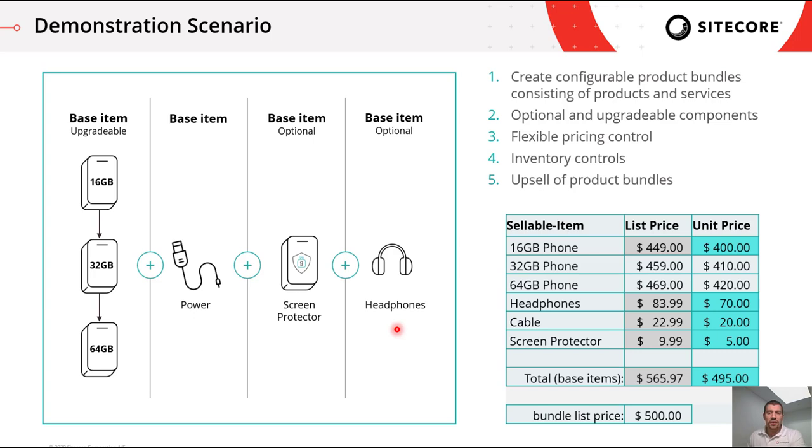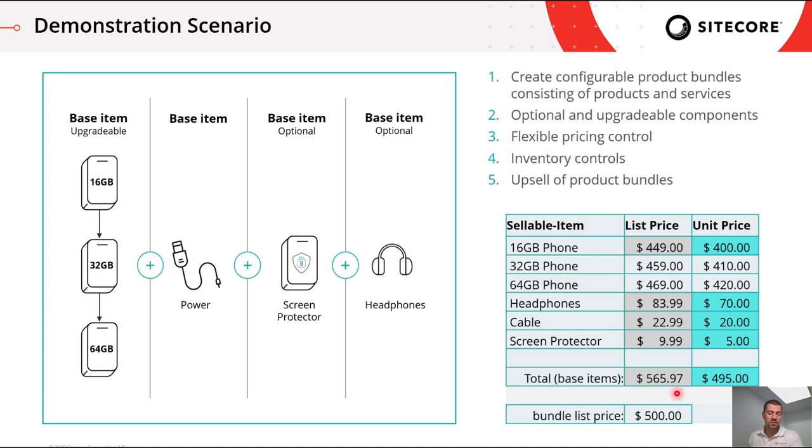The first scenario we are going to go through is going to be having pricing set up as automatic pricing, in that pricing is going to be pulled into the bundle from the sellable items themselves. So the base items highlighted in grey will amount to $565.